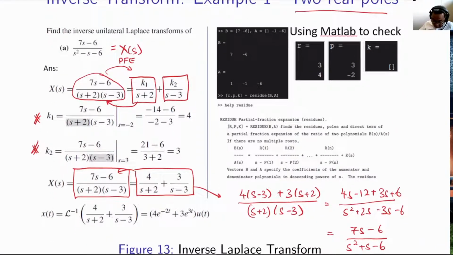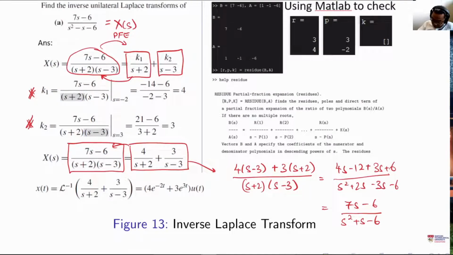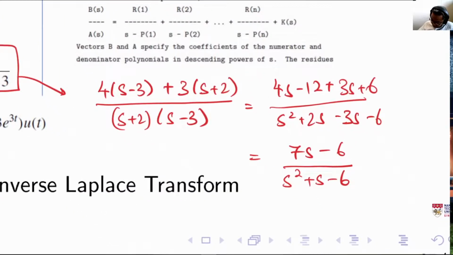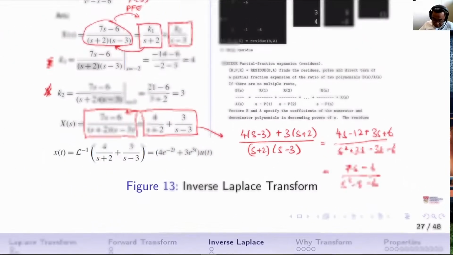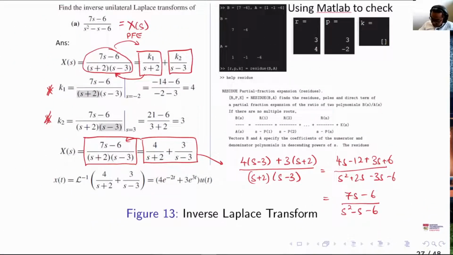S squared minus s squared. Oh, did I make a mistake? Oh, yes, here is the mistake. It should be minus s minus 6. So if you find the coefficients by hand, which is mechanical but difficult and error prone, you can then use this operation to check whether your partial fraction expansion is correct or not.